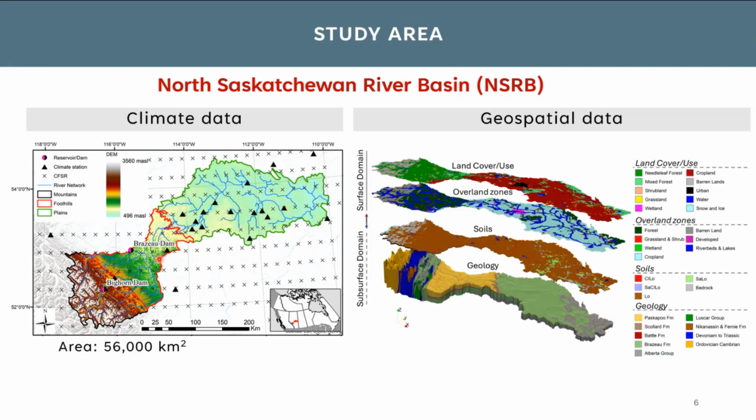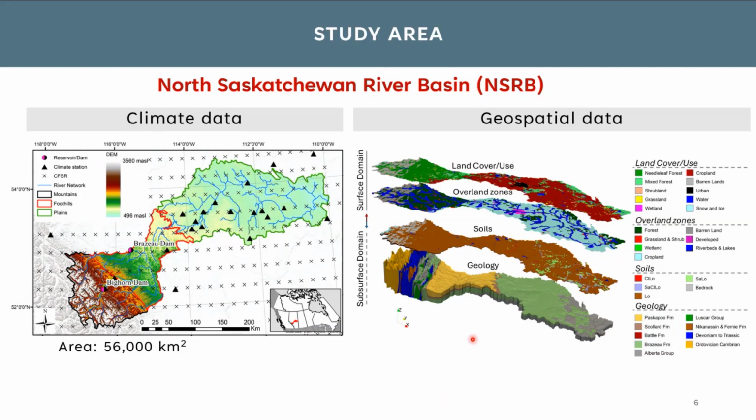But in addition, we use geospatial datasets for the characterization of the surface and the subsurface domain. So for instance, for the surface domain, we use land cover, land use maps, and also leaf area index datasets to better represent the leaf area index across the North Saskatchewan River Basin, and also the overland zones. And for the subsurface domain, we utilize datasets related to soils and also the three-dimensional representation of the geology in our study area. But why this watershed?